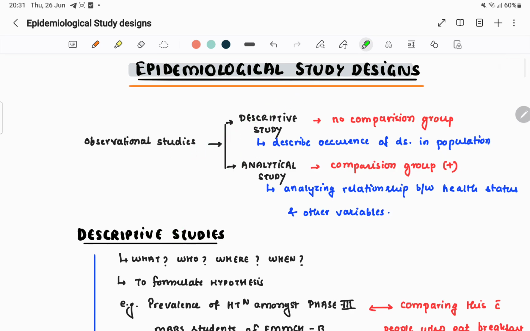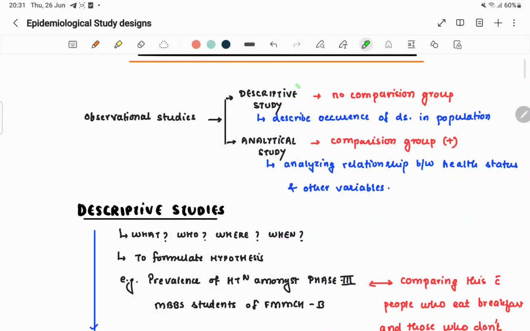So lung cancer, let's say smoking causes lung cancer. You are observing how many people who smoke are having lung cancer. This is a descriptive study. There is no comparison group. You are not comparing at all, right? This is a descriptive study. Describe the occurrence of the disease in a population.